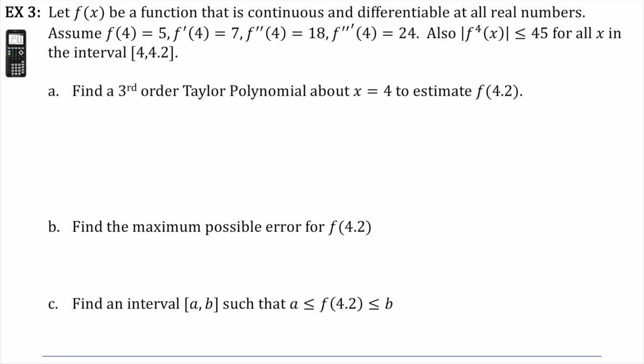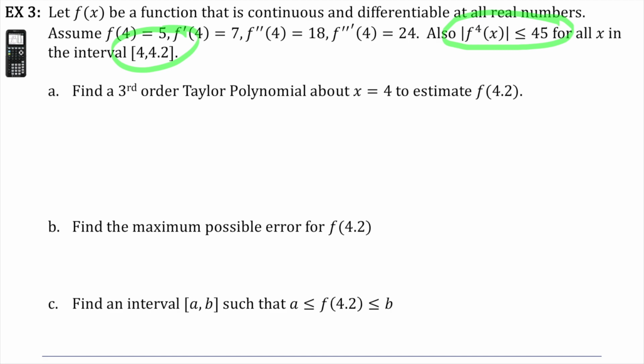Example 3. Let f of x be a function that's continuous and differentiable at all real numbers. Assume that f of 4 is 5, f prime of 4 is 7, f double prime of 4 is 18, f triple prime of 4 is 24, and also, look at what we have here. The fourth derivative at x is always going to be less than or equal to 45 for all x in this little tiny interval from 4 to 4.2.